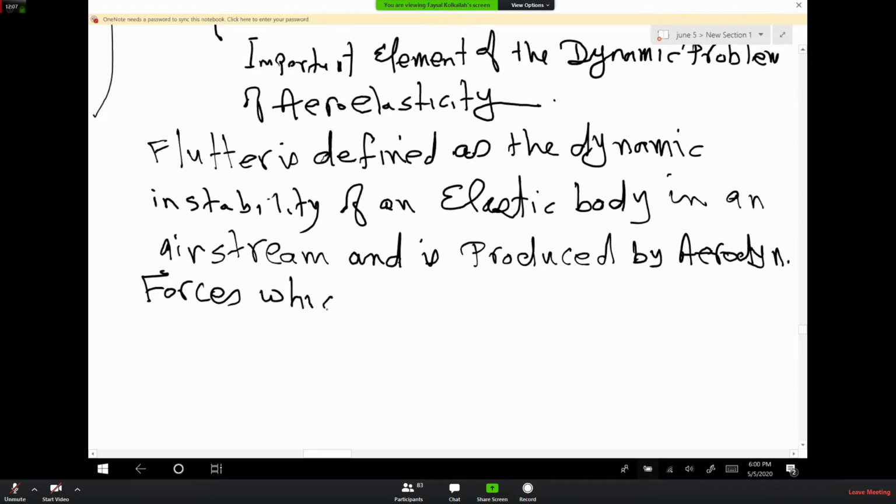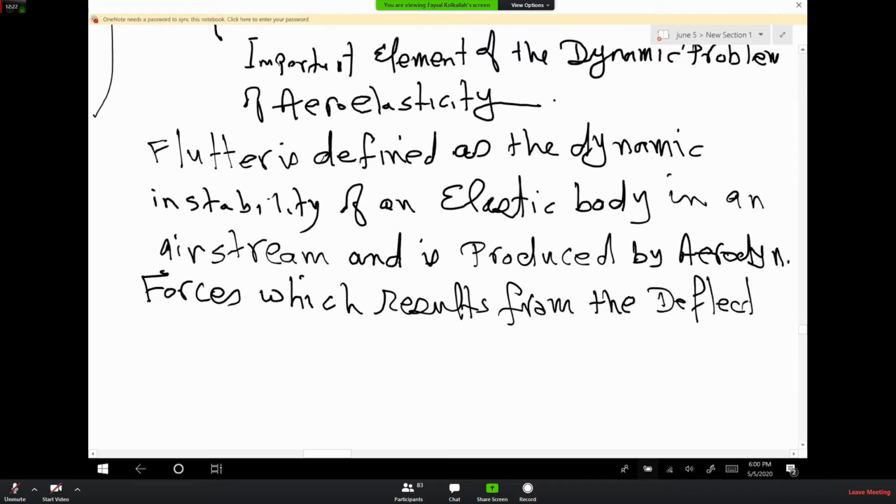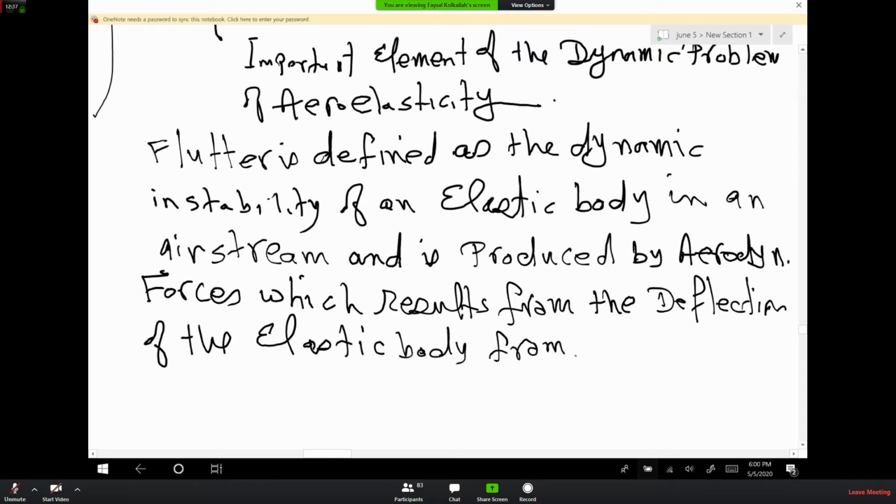which result from the deflection of the elastic body from its undeformed state, right?